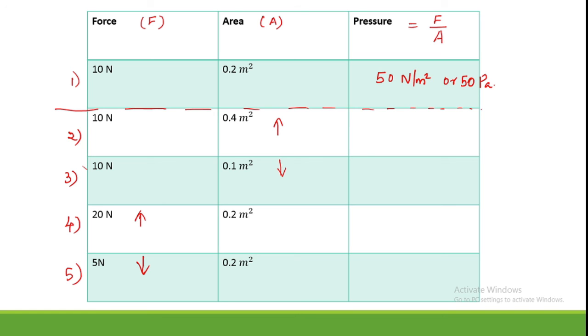What happens when the area is decreased? What happens when the area is increased? What happens when the force is increased and the area is kept constant? And what happens when the force is decreased and the area is the same? Now let's find out more about this.